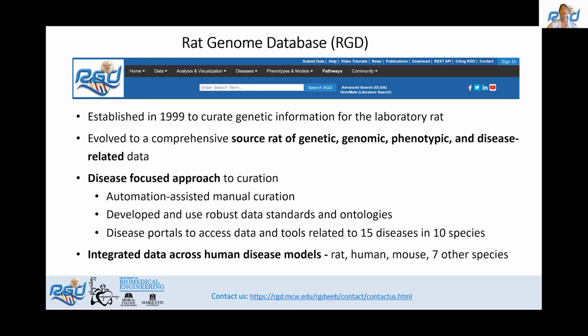And so, unlike some of the other organism databases, we made the decision to take a disease-focused approach to literature curation. And we use an automation-assisted manual curation, which I'm going to talk about today, and developing and using robust data standards and ontologies. And as a result, we've generated disease portals to access the data and tools related to so far 15 diseases and across 10 different species.